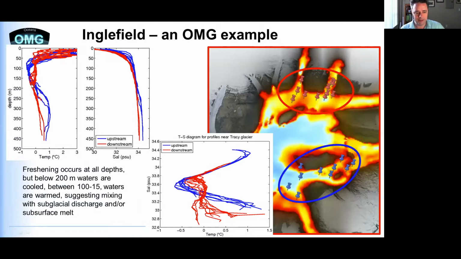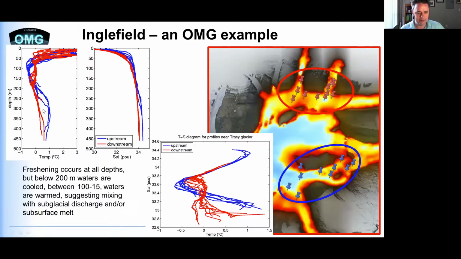It's usually covered by a layer of Arctic water, which tends to be fresher and colder. So you have cold water on top of warm water. And that's what the CTD data prior to the circulation reaching this glacier looks like. After the water passes by this glacier, then it's much more mixed.